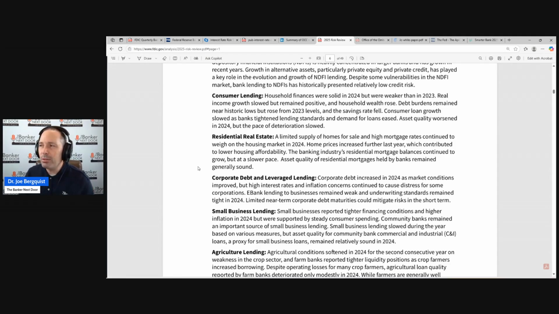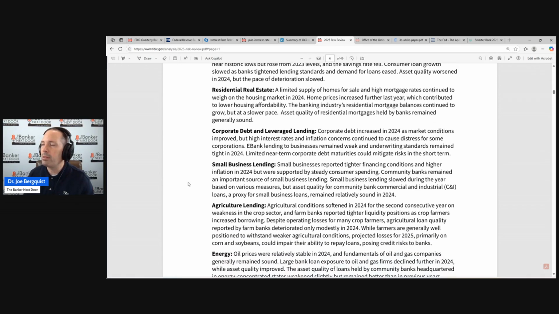What? When you look at the amount of mortgages, you look at the amount of auto debt over $1 trillion, credit card debt over $1 trillion, student loans over $1 trillion. Like, no, I don't think so. I think we're at historic highs in debt, not lows. The savings rate fell. Consumer loan growth slowed as banks tightened lending standards and demand for loans eased. Asset quality worsened in 2024, but the pace of deterioration slowed.